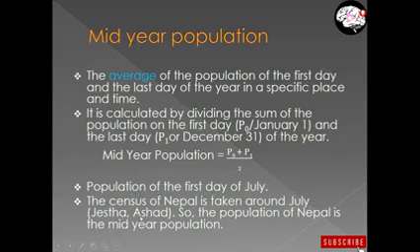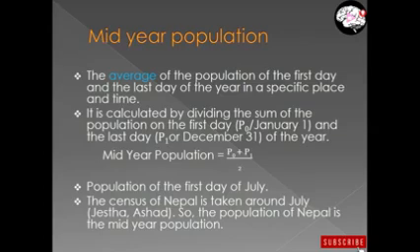Next point, the census of Nepal is taken around July. It means Jestha or Asar in Nepal. So in Nepal the census is taken around July, in Jestha and Asar. So the census of Nepal is taken in the middle of the year, and the population of Nepal is the mid-year population of Nepal.